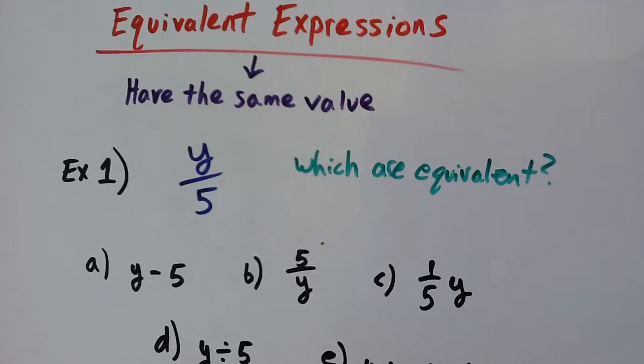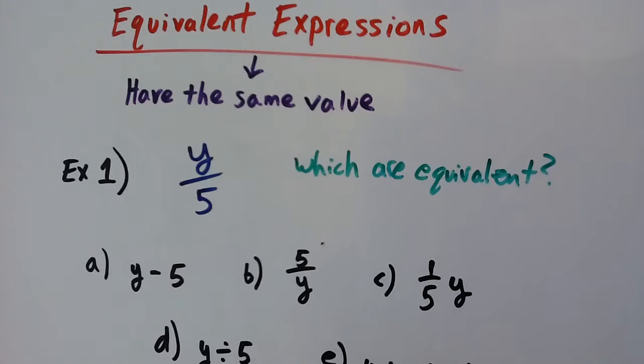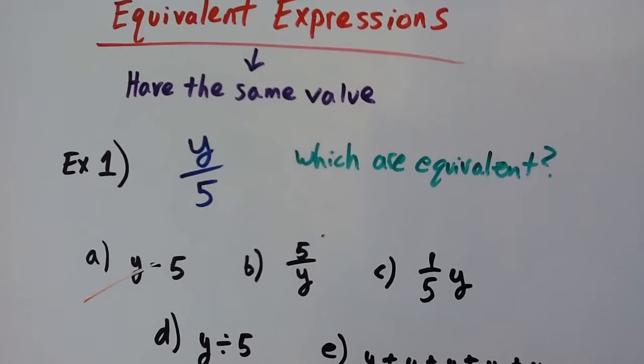Equivalent expressions are expressions that have the same value. In example number 1, we want to know which of these are equivalent to y over 5, or we could read this as y divided by 5. This horizontal fraction bar can be read as divided by. And so option A is out, because we're not subtracting.